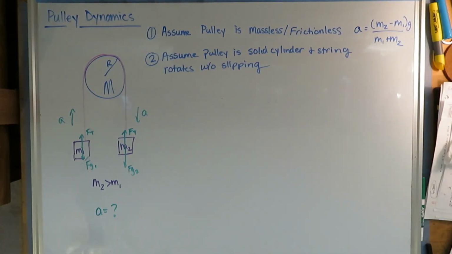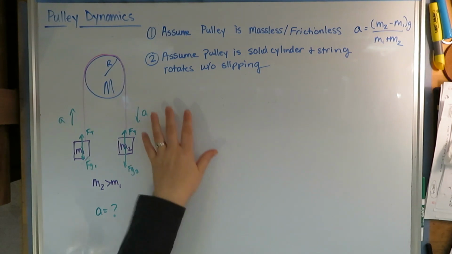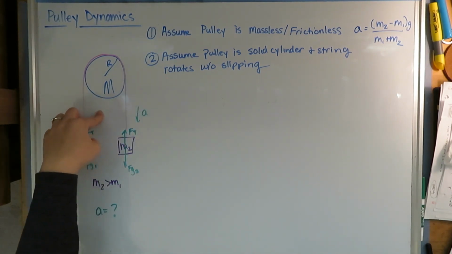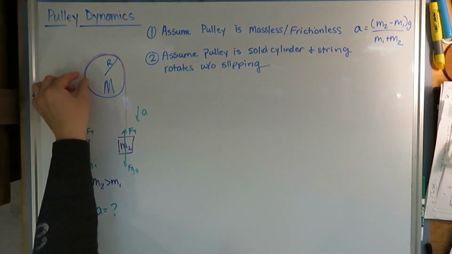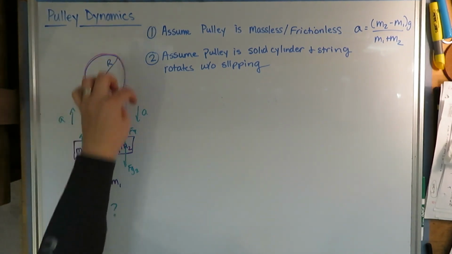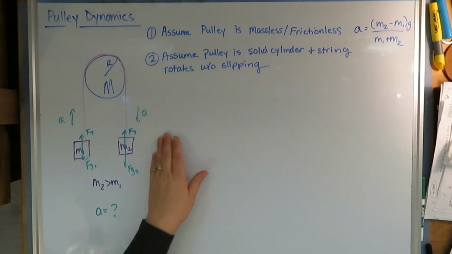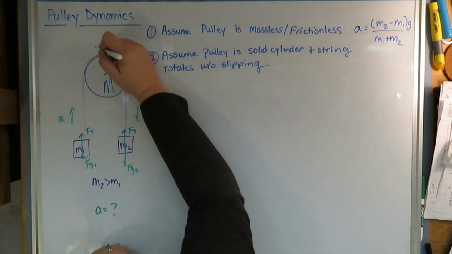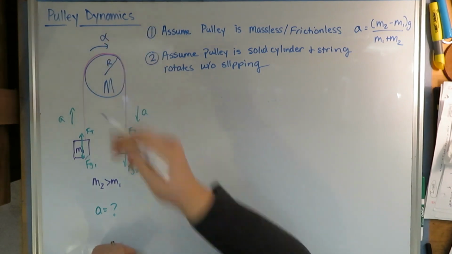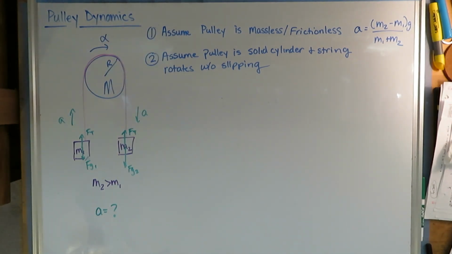All right, so now we're going to work this same problem, but now we're going to assume that our pulley is a solid cylinder, and the string is going to rotate without slipping. That means that the string and the rim of the pulley are going to travel together. We are still going to assume that the blocks have the same accelerations, but now the pulley is going to have an angular acceleration that we have to take into consideration.